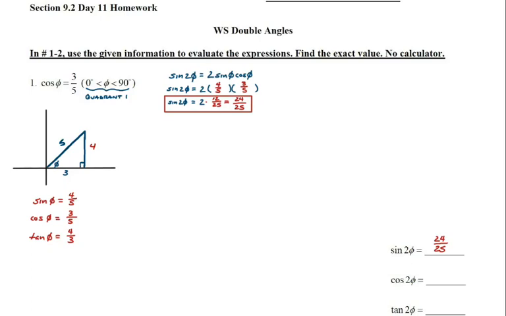For cosine of 2 phi, there are 3 different trig identities I could use. For the double angle of cosine, any of the 3 you can use. Just depends on what information from the triangle you have or want to use. The one that I typically use would be cosine of 2 phi equals 2 cosine squared of phi minus 1. That's one of the 3 different possibilities we have.